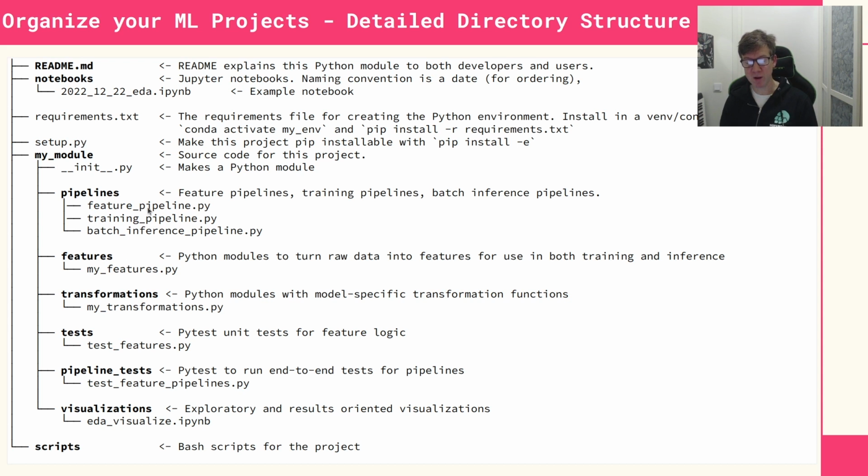Your features directory, your pipelines directory and transformations directory, they'll all have just Python programs. So they're going to be Python modules inside this package, this directory. And the same for tests and pipeline tests and visualizations. So visualizations may or may not be Python programs. Typically they're notebooks, but depending on how you're generating your visualizations, they may or may not be notebooks.